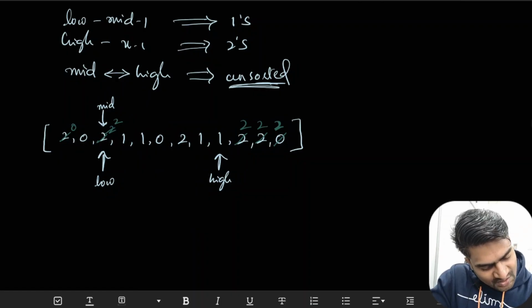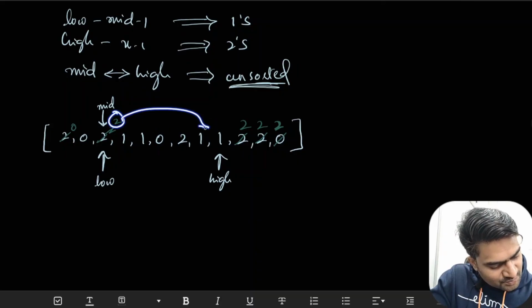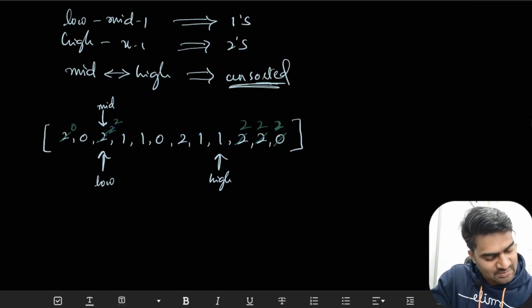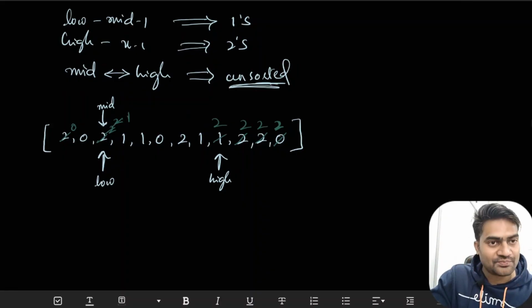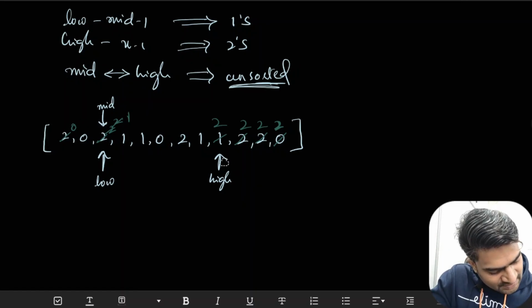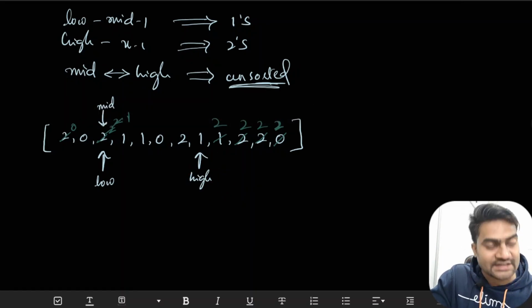Now what I will do, again I have 2 here, correct, right? So I have 2 here. This should be swapped with this particular number. So I will do that. I will swap this. Sorry, this should be 1, then this should be 2. Okay, with that I will move this pointer to the next number.